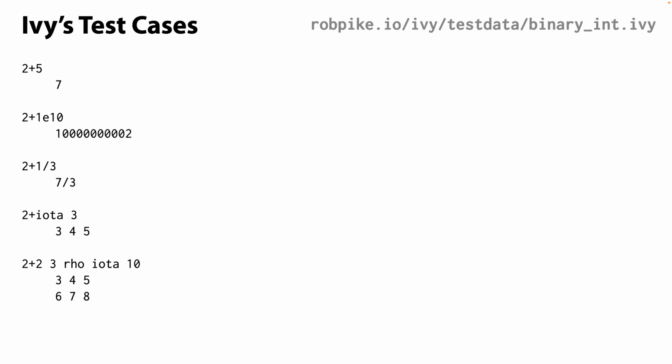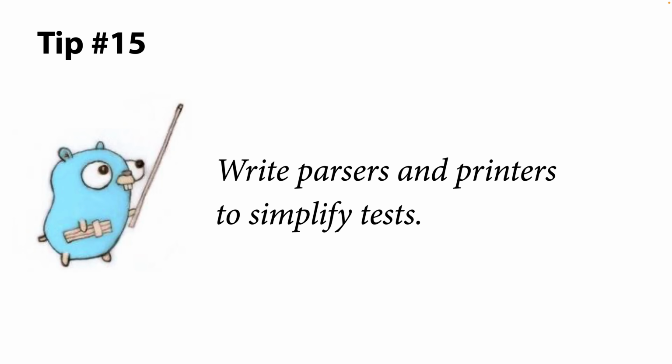Here's another example of an annotated format. Ivy is an interactive calculator. You type programs, usually simple expressions, and it prints back the answers. The test cases are files that look like this. The unindented lines are Ivy input, and the indented lines are annotations of what output to expect Ivy to print at that point. It doesn't get much easier to write a new test case than this.